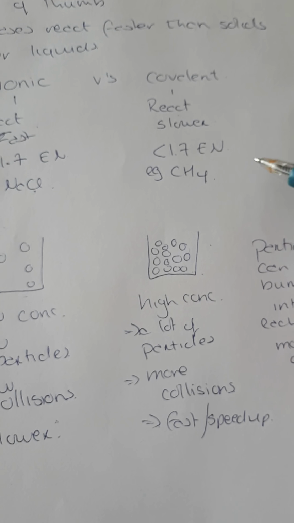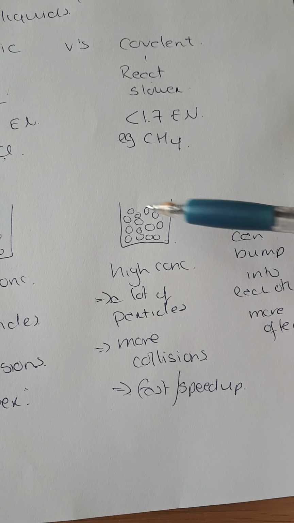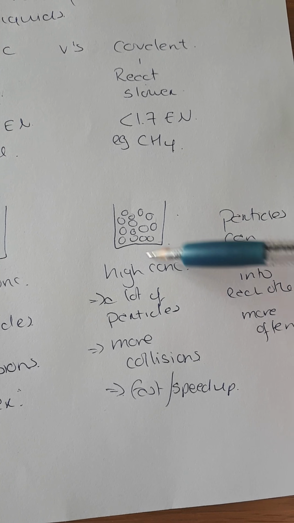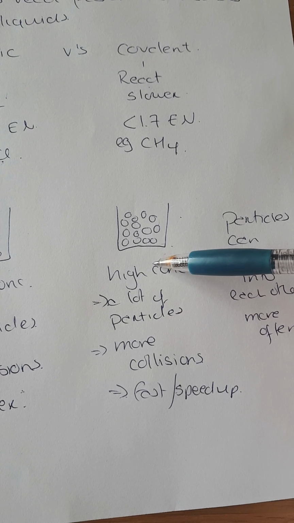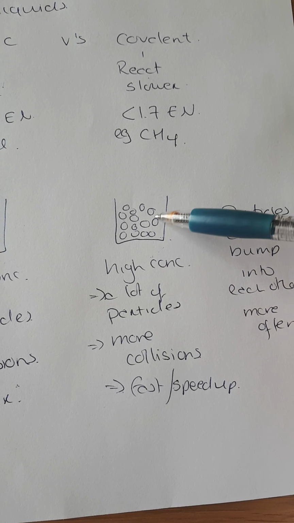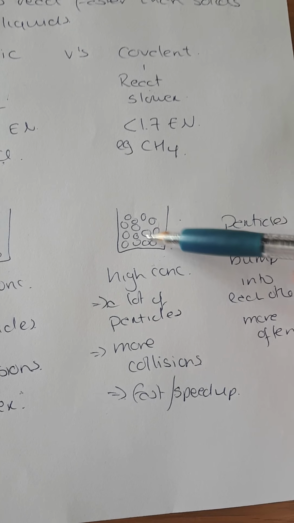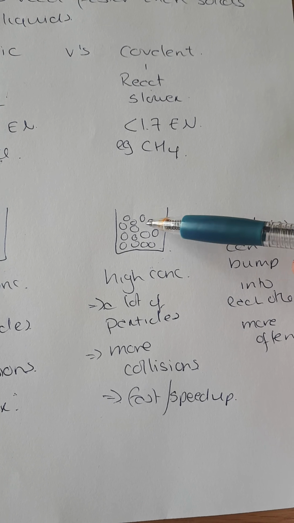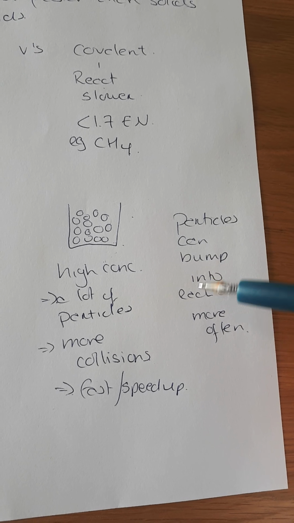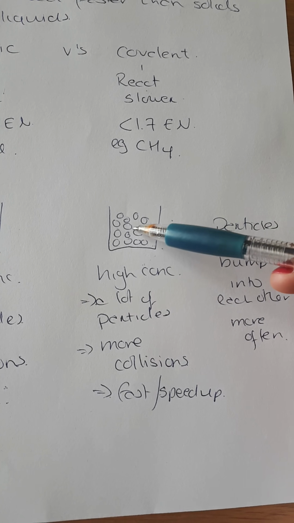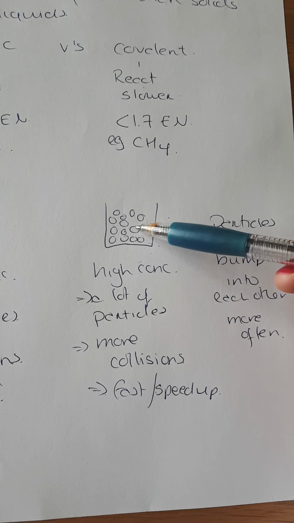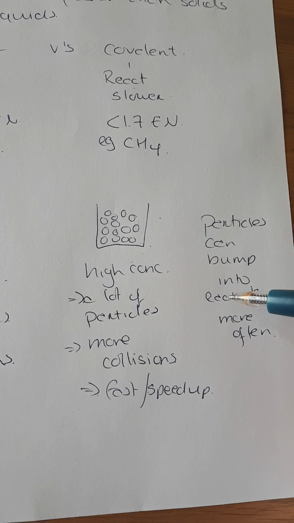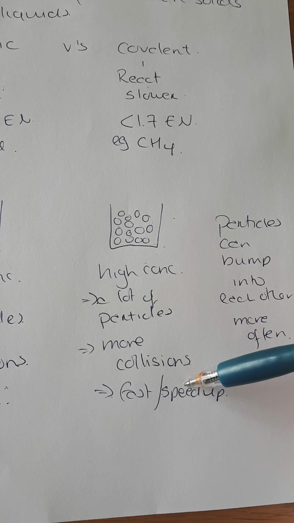So if we go back here to number 2, if we were to put a Bunsen burner underneath this, we're providing heat, or energy, right? So the particles are going to speed up. They're going to bump into each other a lot more often because they're full of energy. The particles now are full of energy and they're going to bump into each other more often. So that's one way it speeds up.